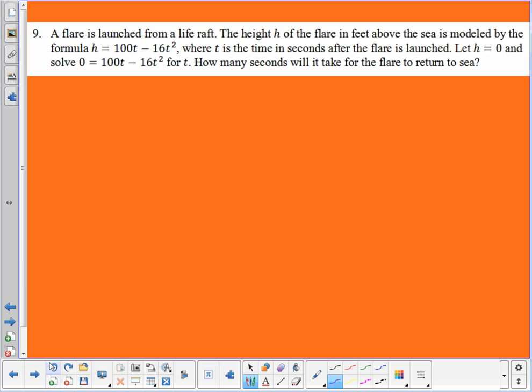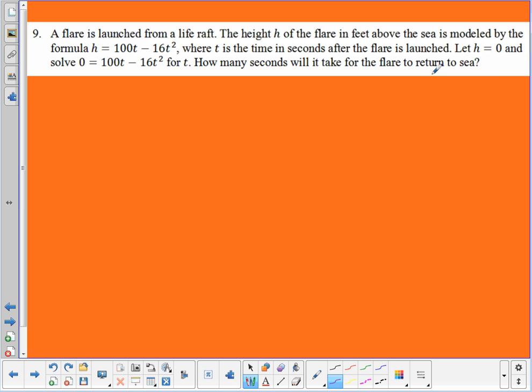All right, so let's flip over to the back and talk about the application piece of this portion. So I'm going to pick up with number 9. It says, a flare is launched from a life raft. The height h of the flare in feet above the sea is modeled by the formula h is equal to 100t minus 16t squared, where t is the time in seconds after the flare is launched. Let h equal 0 and solve 0 equals 100t minus 16t squared for t. How many seconds will it take for the flare to return to sea?